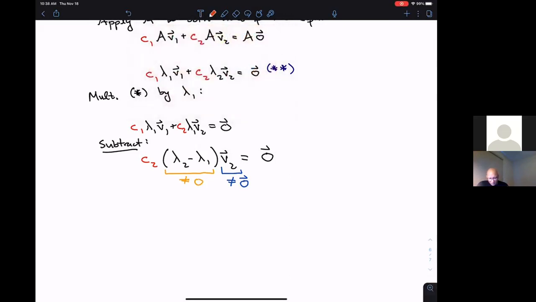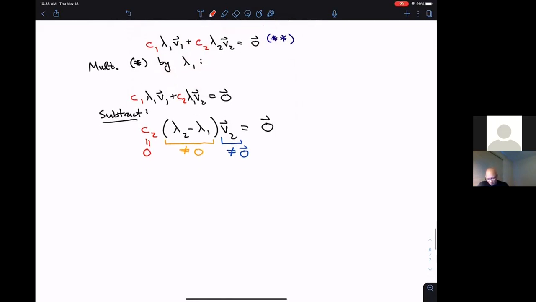But what does that mean about C2? Well, if I have a non-zero vector and then lambda 2 minus lambda 1 is non-zero, but this whole expression on the left-hand side equals the 0 vector, well, it must be the case that C2 is the 0 vector, or 0 scalar, right? C2 has to be 0 for this equation to be true. That's the punchline. So C2 equals 0.